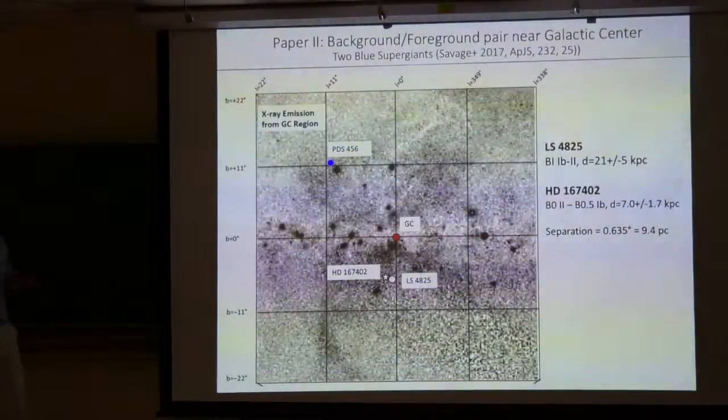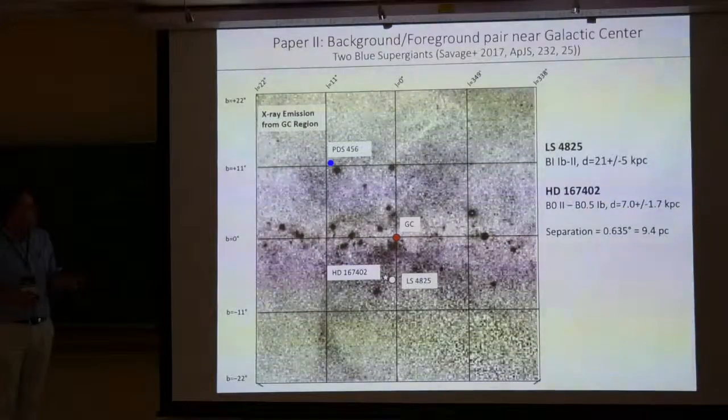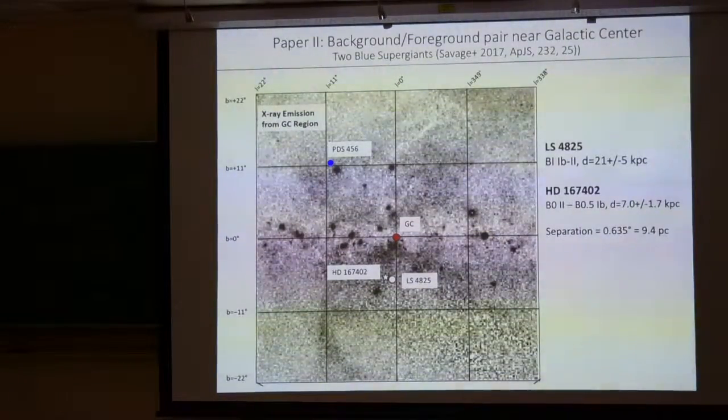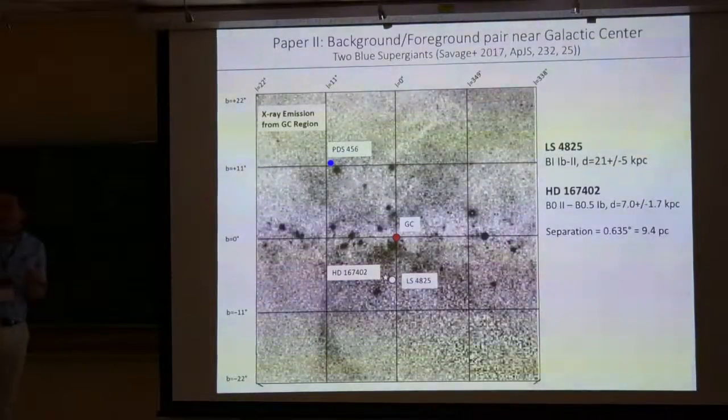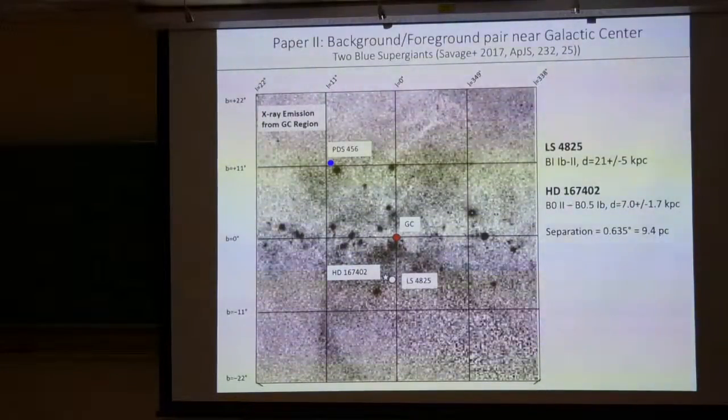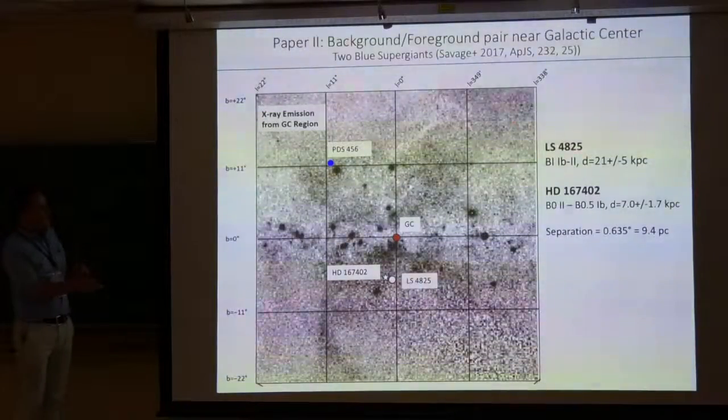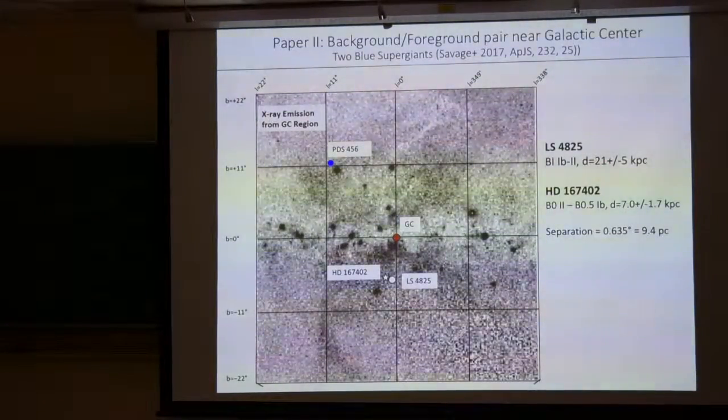Now I want to show you another example we looked at in the paper that Blair Savage published last year. And this is a case where we have two directions projected very close together on the sky. And it turns out there's a pair of blue supergiant stars that are an ideal location for this type of experiment. And we really got very lucky with this. There's a blue supergiant, LS 4825. It's at a distance of 21 kiloparsecs. So that places it way beyond the galactic center on the other side of the galaxy.